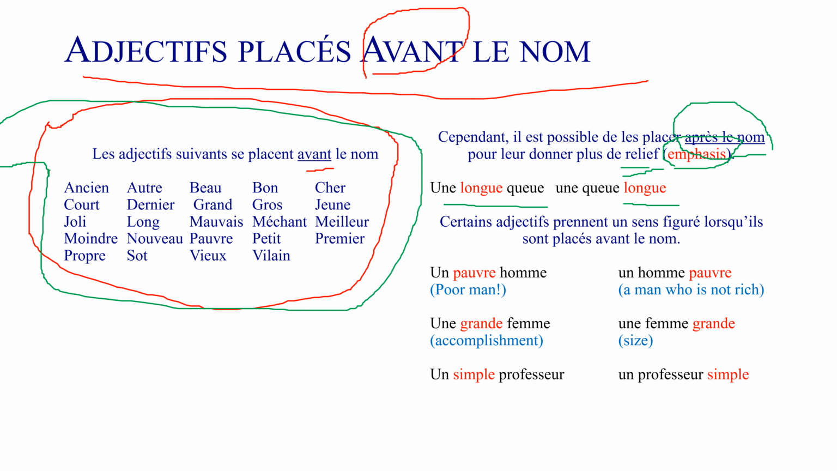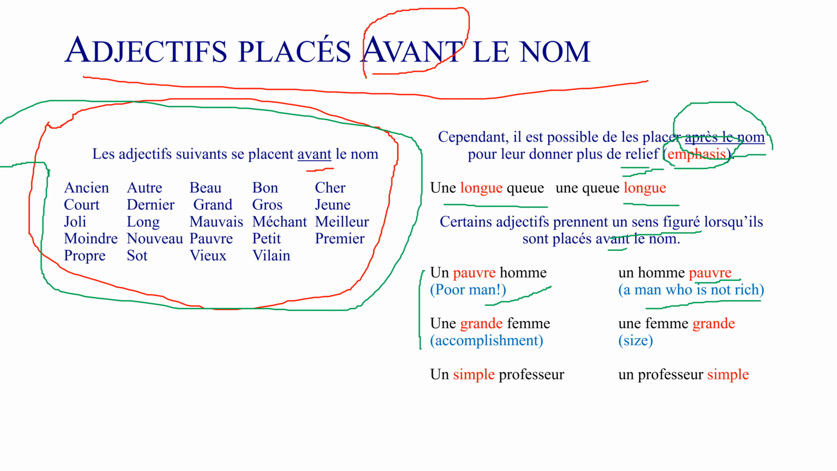Some adjectives take a figurative meaning when they are placed before the name. Certains adjectifs prennent un sens figuré lorsqu'ils sont placés avant le nom. I'm going to give you two examples. Un pauvre homme, poor man, and then un homme pauvre when the adjective is placed after. What does it mean? This one is a literal meaning, a man who is not rich, and this one is the figurative meaning.